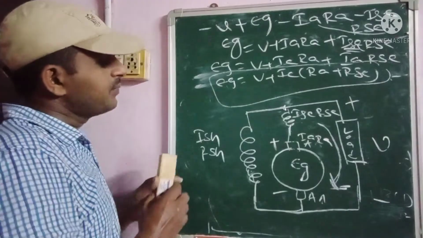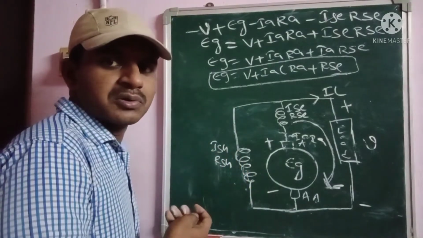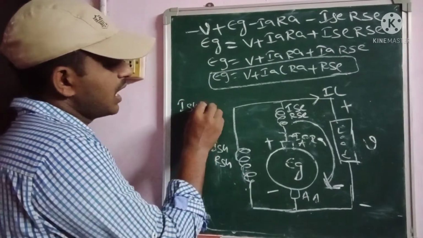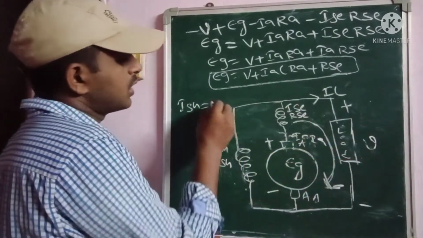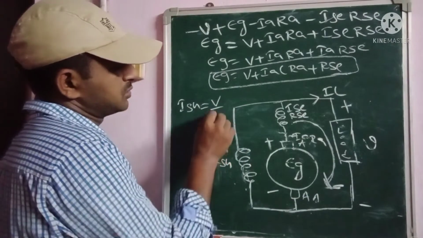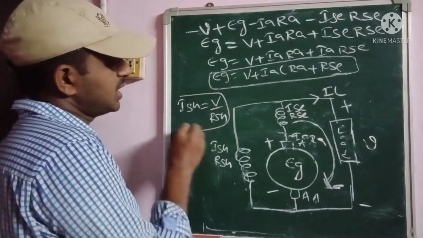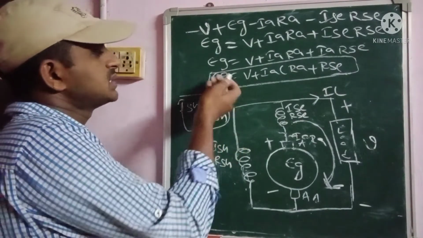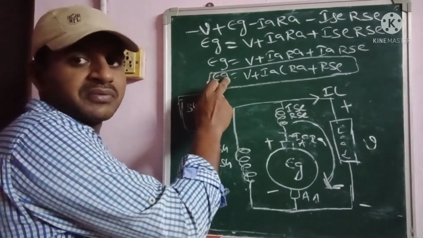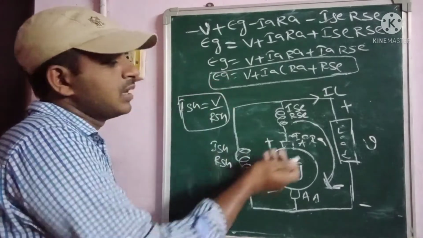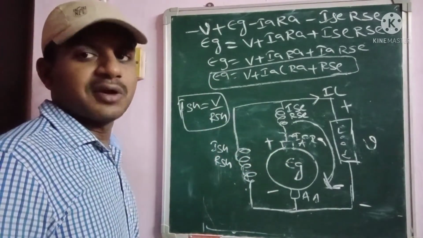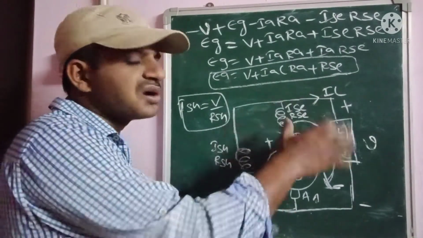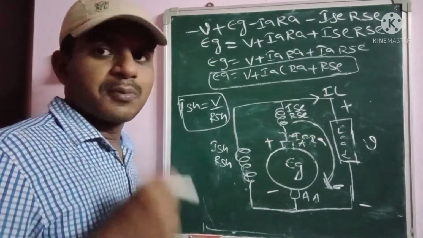As well as coming to the shunt field current, if you want to calculate the shunt field current ISH, ISH is equal to the load supply voltage V by RSH. This is the shunt field current calculation, as well as the total generated EMF for the long shunt compound generator. Now we are going to discuss the short shunt compound generator.